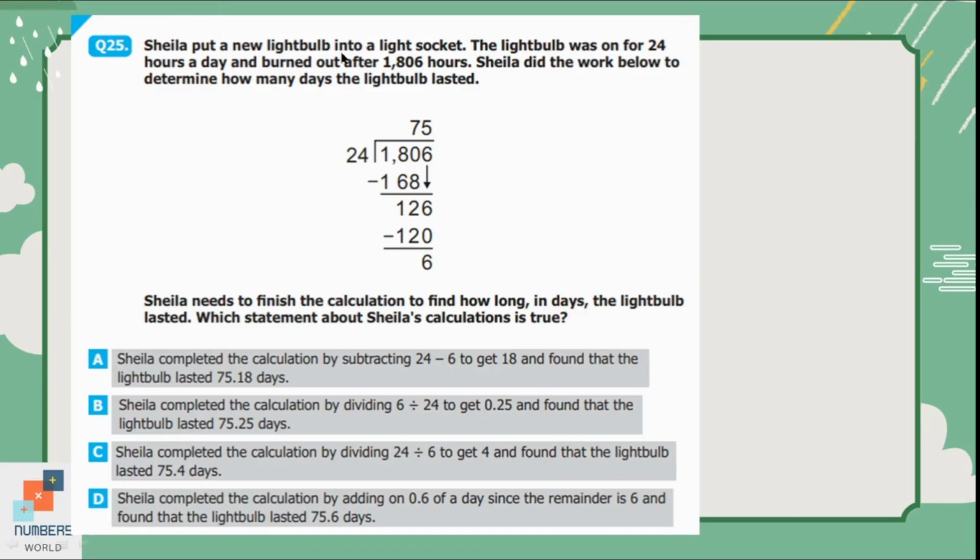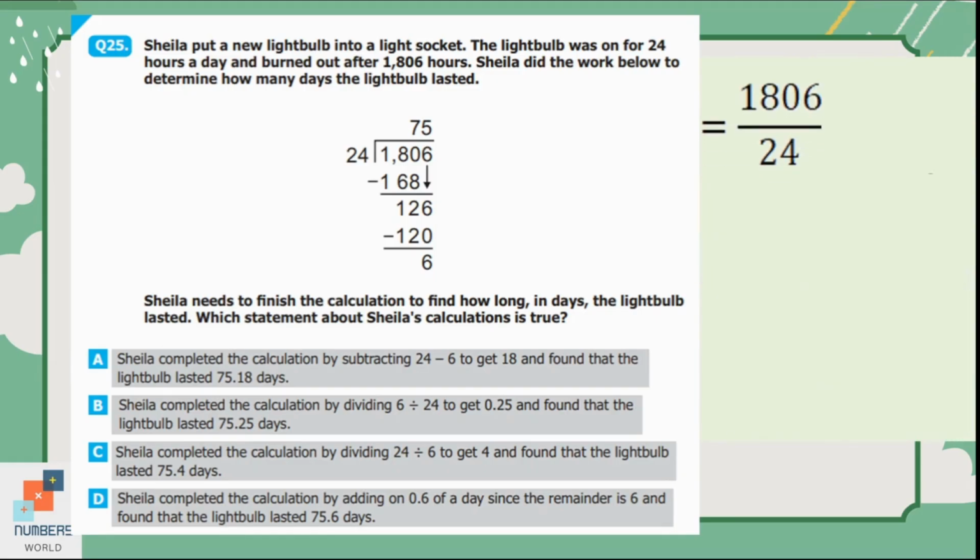Question number 25. Shella put a new light bulb into a light socket. The light bulb was on for 24 hours a day and burned out after 1806 hours. Shella did the work below to determine how many days the light bulb lasted. Shella needs to finish the calculation to find how long in days the light bulb lasted. Which statement about Shella's calculations is true? After dividing 1806 by 24, the numbers can be written in the form of a mixed number. Like 24 is our denominator, so it will remain as it is. The remainder 6 will be written as our numerator and 75 is our whole number part. So the mixed number will be 75 whole 6 by 24.